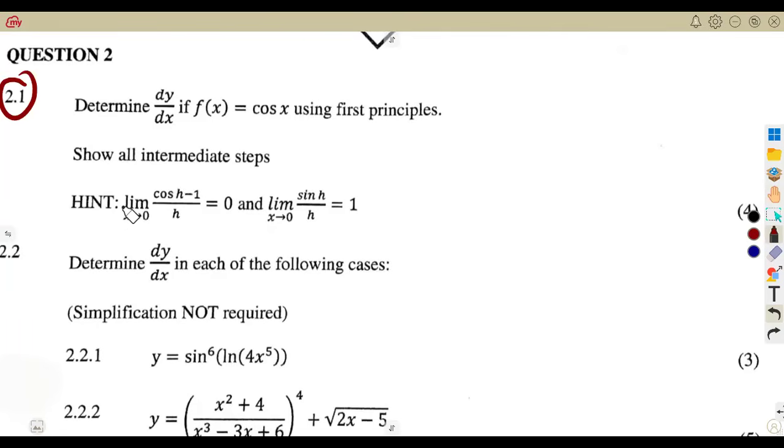2.1 on question number 2. Determine dy/dx, the derivative there, if f of x is equal to cos of x using the first principle, show all intermediate steps. Checking the question paper of February 2022, if I'm not mistaken, we had a question like that. So I'm not going to waste much time in this case because we talked about this.